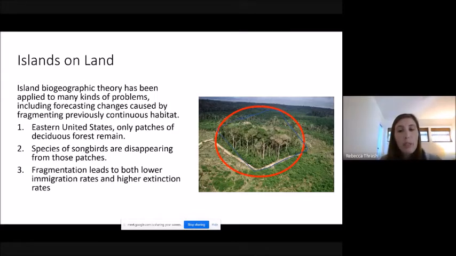This is especially important in larger parts of ecosystems that have been disturbed. So in the eastern United States, for example, there's really only patches of deciduous forest that remain. This is due to urbanization and agricultural land use. So we have forests, but they are in these small patches. They're islands on land. Because of this, species, especially of songbirds, are disappearing from those patches. This kind of fragmentation is leading to lower immigration rates between the patches of forest and therefore higher extinction rates because of a decrease in resources.